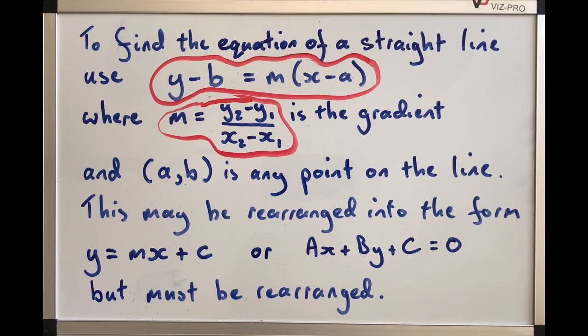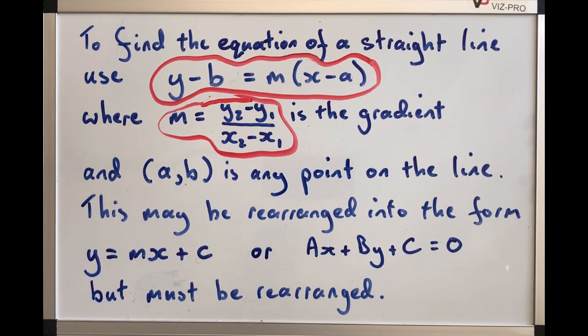This may be rearranged into the form y equals mx plus c. Remember, m is the gradient and c is where it crosses the y-axis, which means it goes through (0, c). Or it can be written as ax plus by plus c equals 0. That second form is more useful if we're doing things like simultaneous equations.